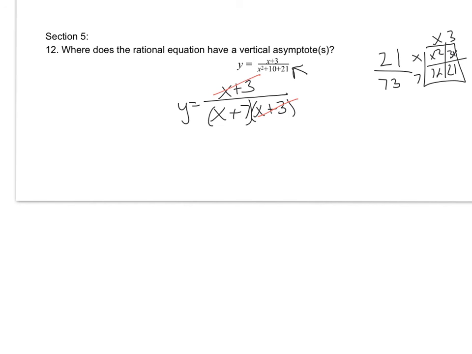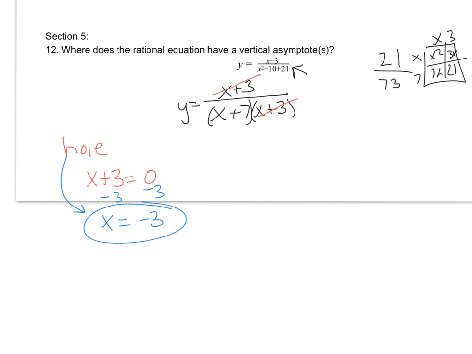And so remember, to find your hole, you take what cancels, which is that x plus 3 that canceled, you set it equal to 0, and you solve by subtracting 3 on each side. X is negative 3. That's where we're going to find a hole on our graph.